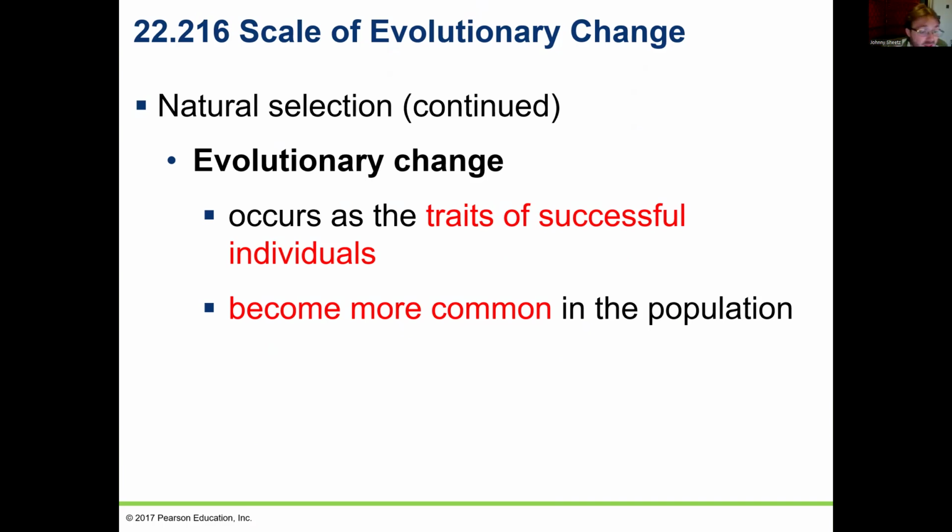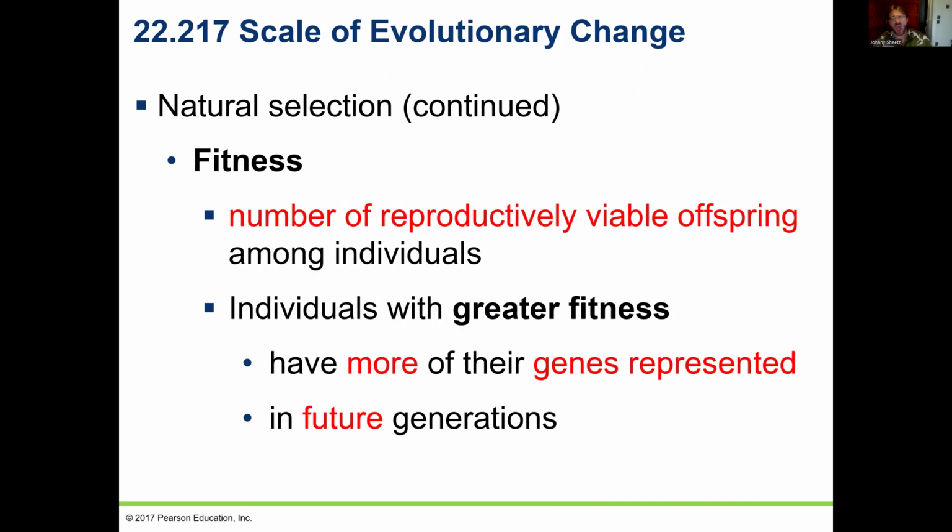Now, evolutionary change, this is the slow accumulation of positive physical traits through genetics between generations. These will slowly become more and more common within the population as those individuals are going to be better fitted for that environment. Now, fitness: the number of reproductively viable offspring among individuals. Individuals with greater fitness have more of their genes represented in future generations. Basically, what this means is that as you accumulate positive traits, you're more likely to survive. You're more likely for your offspring to survive to breeding age. Given that over time, we call this gradual transition to a better mode for the environment, the accumulation of fitness.